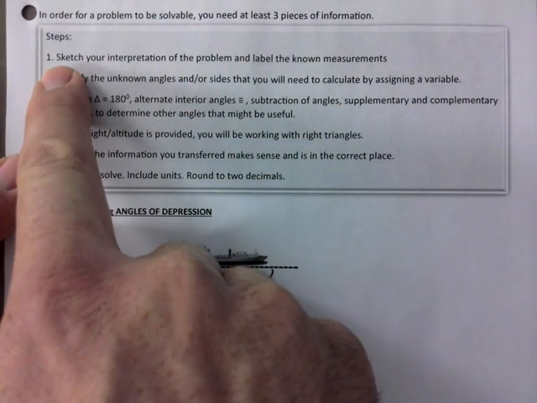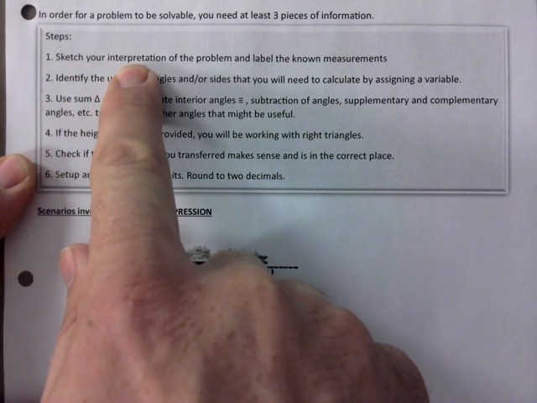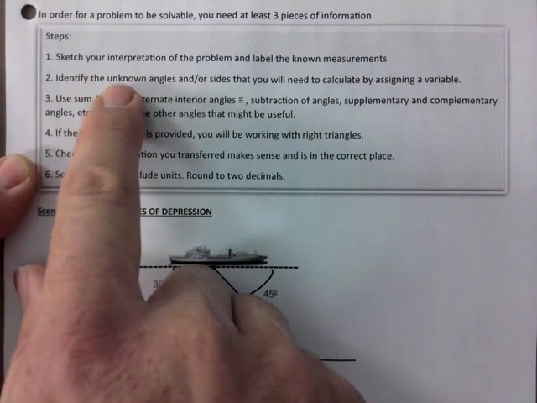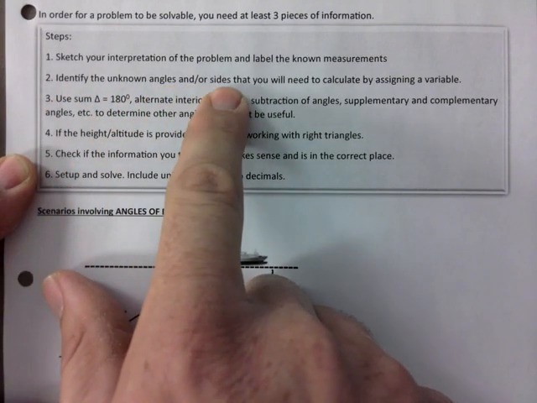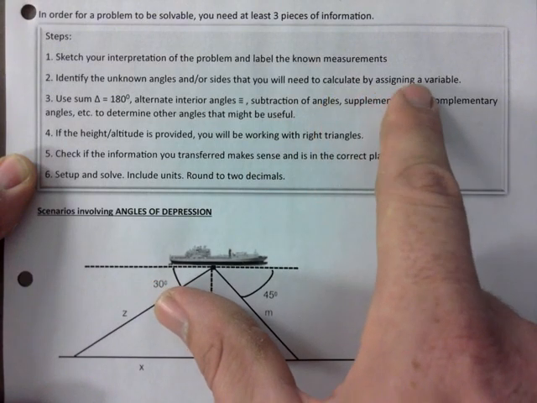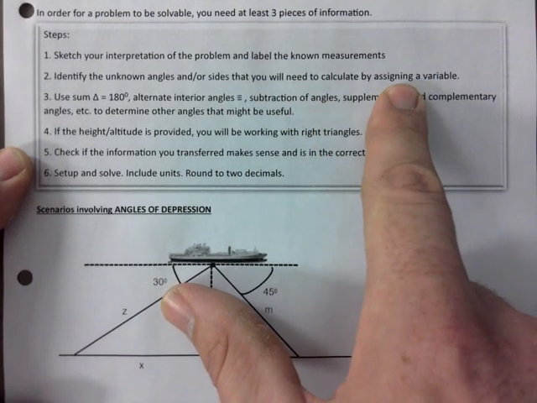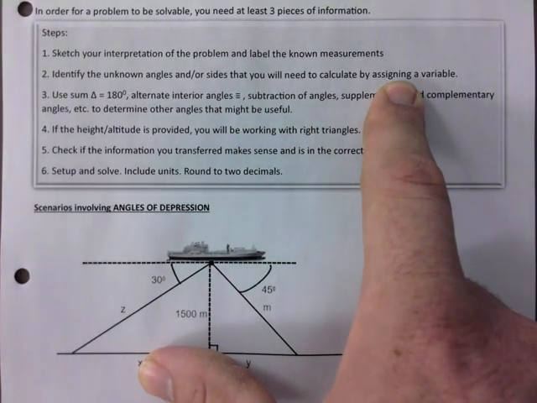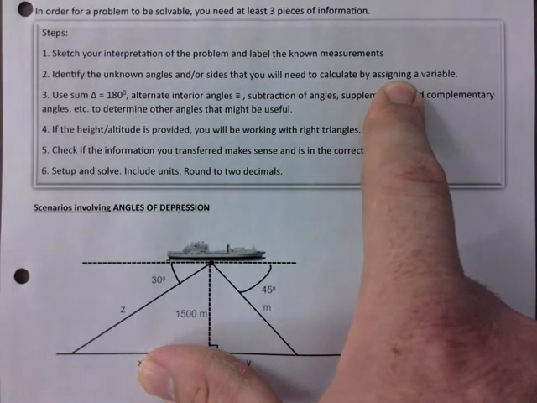So I would always recommend sketch your interpretation, label the known measurements, right? Next, identify the unknown angles and or sides that you will need to calculate by assigning a variable to it. So kind of plan it out, and sometimes you can do this as you work along. Maybe it's like, right now I don't know what to solve for. I'm just going to start here. I'm going to call that side X, and then keep solving. I'm going to call this side Y, or that angle, I'm going to call that A or B or C or whatever.